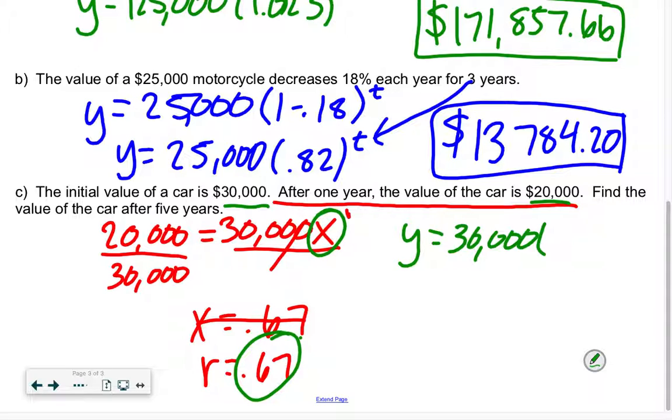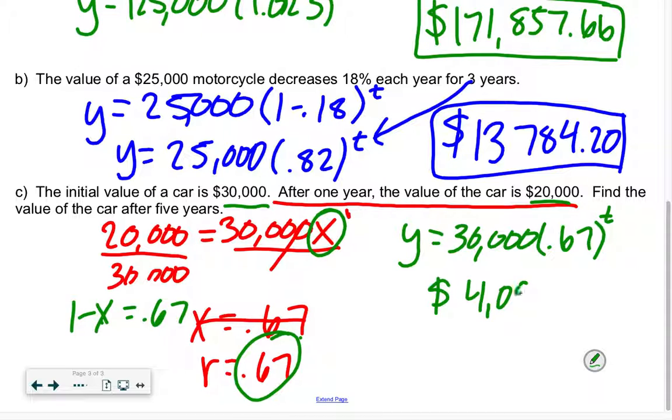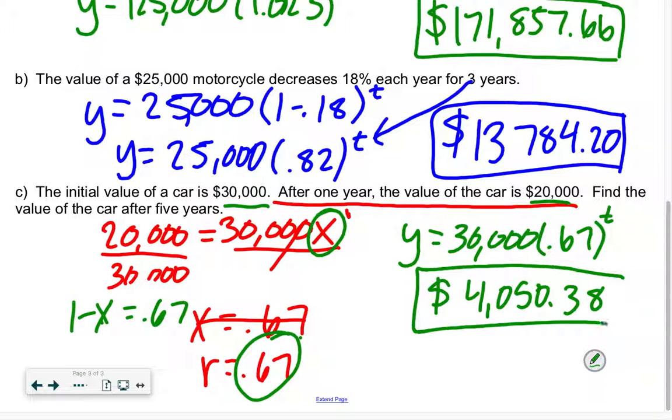Isn't this number what gets taken to the T? Yeah. So our rate is 0.67 to the T power. If you wanted to figure out what the decay rate is, you would have the 1 minus, if you wanted to figure out what it decayed at. What am I plugging in for T? 5. If I plug 5 in, how much is my car worth? Probably nothing. 10,050.38. Oh my goodness. After 5 years, my $30,000 car is worth $4,000.